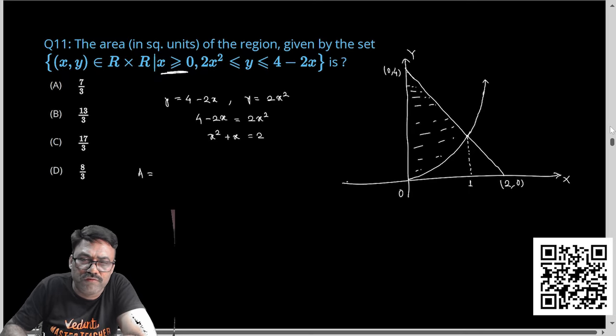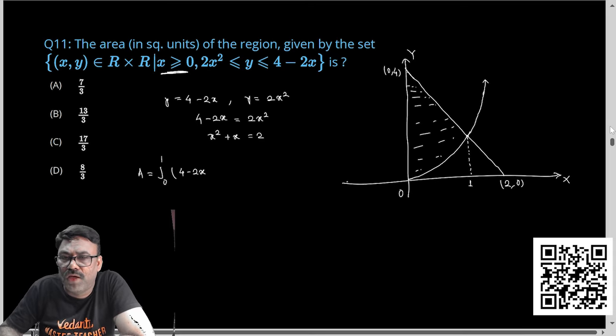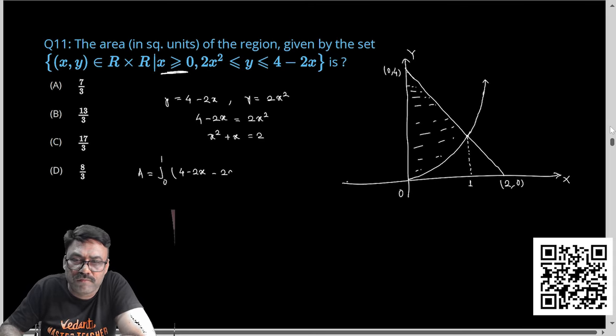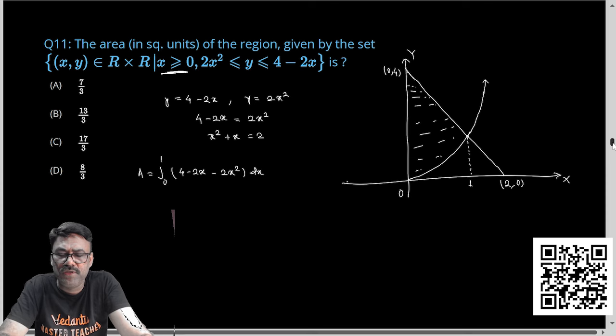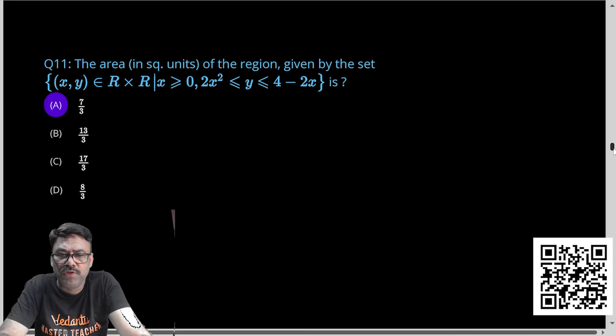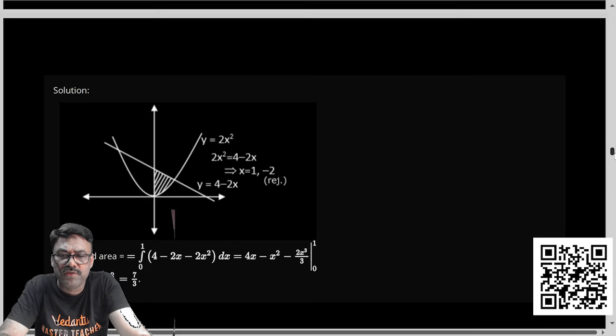Now just integrate from 0 to 1, you will get your area. So your area is what? 0 to 1, upper curve, which is the line 4 minus 2x, and lower curve, which is the parabola 2x squared, dx. Now it is very easy to integrate, so I'm not wasting my time here. Just integrate, you will get your answer. So if you integrate, you will get it as 7 by 3.